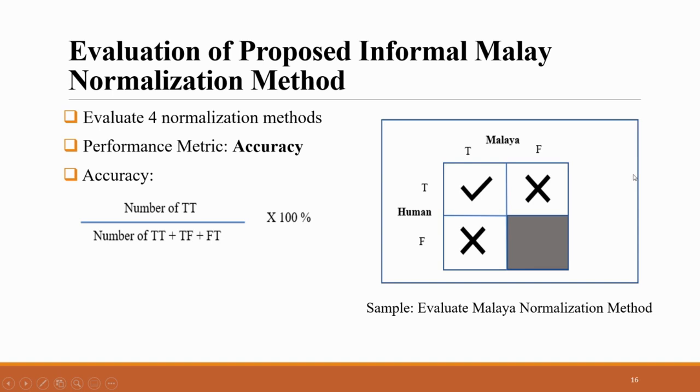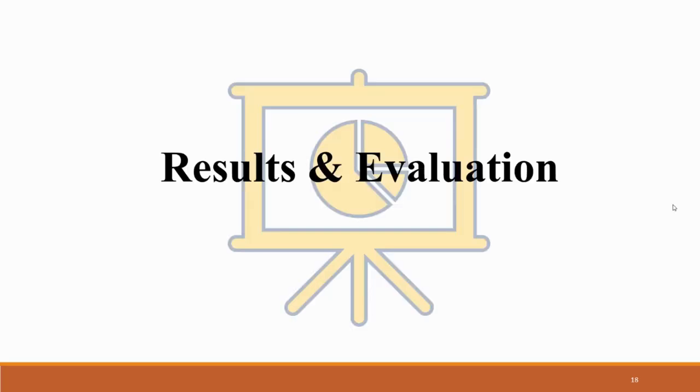TT here refers to the correctly annotated or normalized word by our proposed normalization method, whereas FT here is a wrongly annotated or normalized formal word by the proposed normalization method, and TF here refers to a misannotated or normalized formal word by the proposed normalization method. FF is the correct formal word, so it's not considered in calculations.